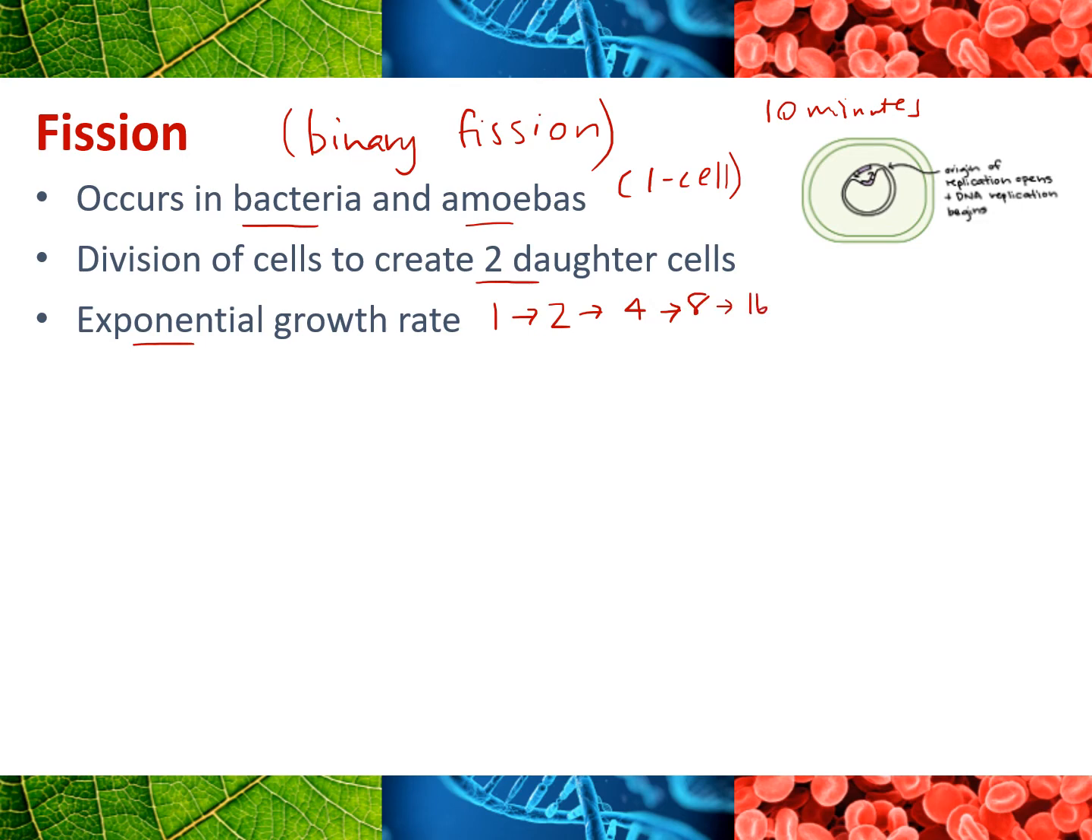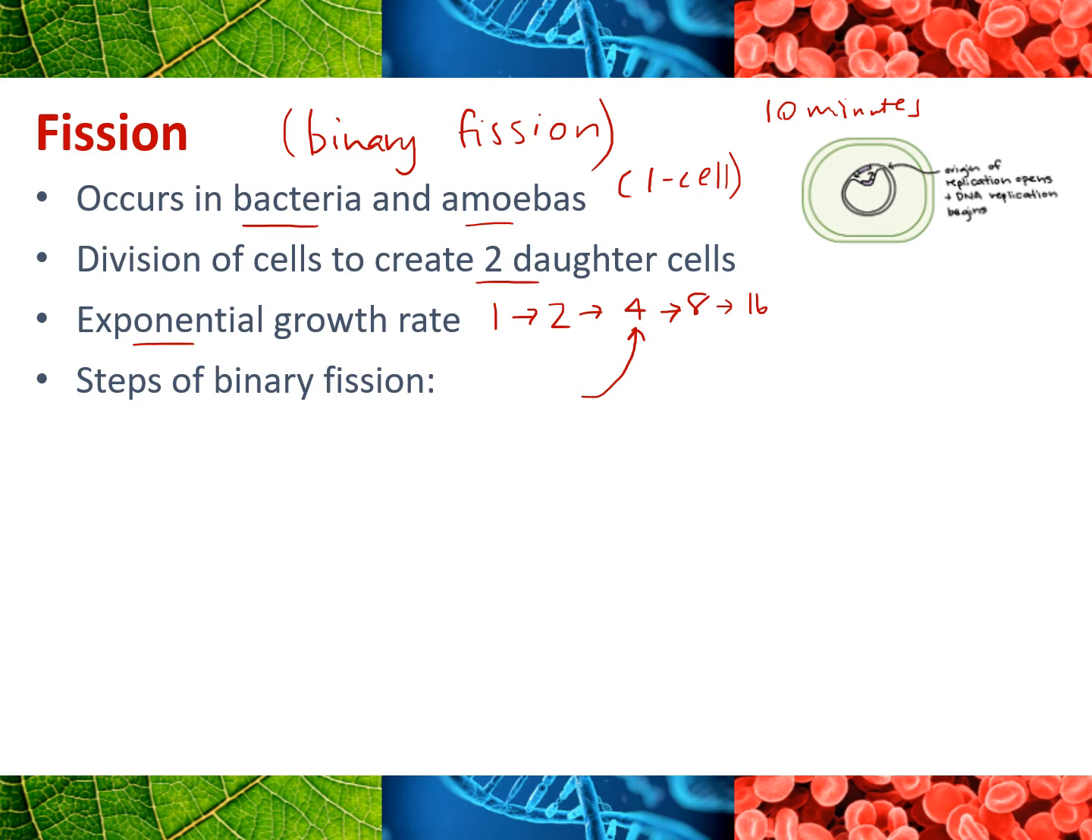If we were to graph the growth of the reproduction by fission, it would look something like that. Okay, very rapid growth. And this is why, if you get a bacterial infection, you can get sick quite quickly because those bacteria are just dividing very, very rapidly.